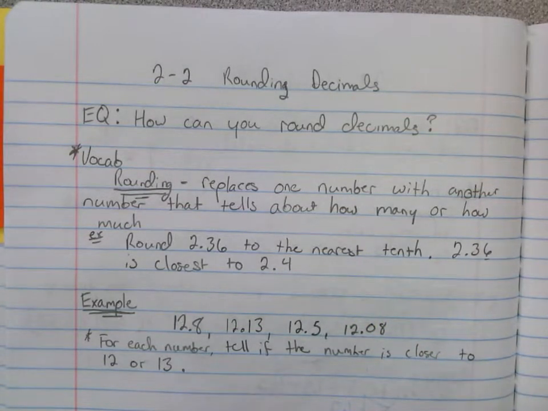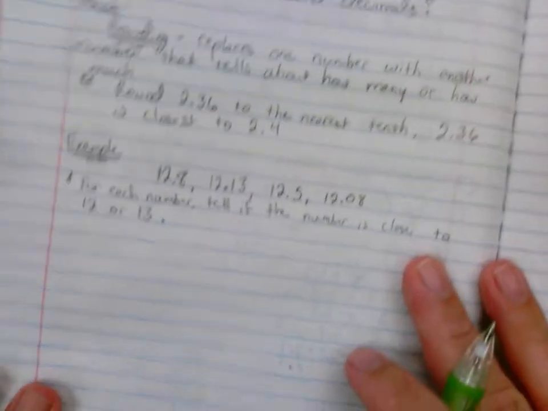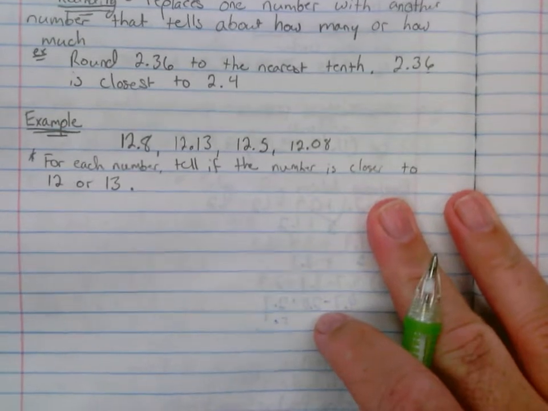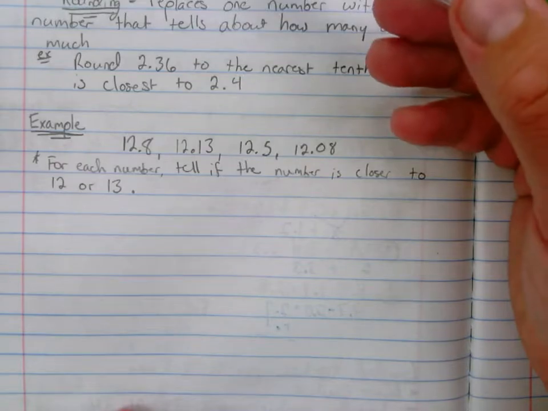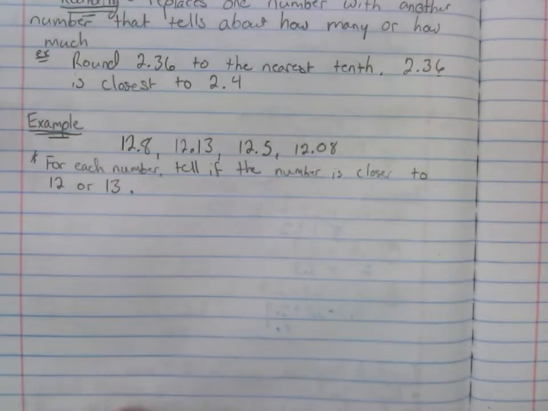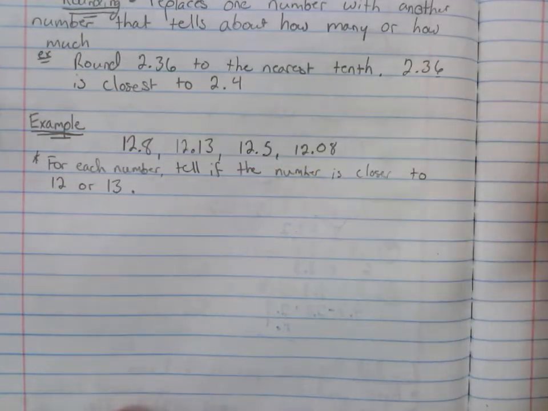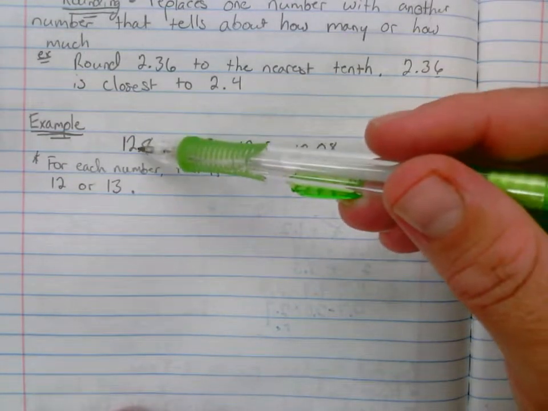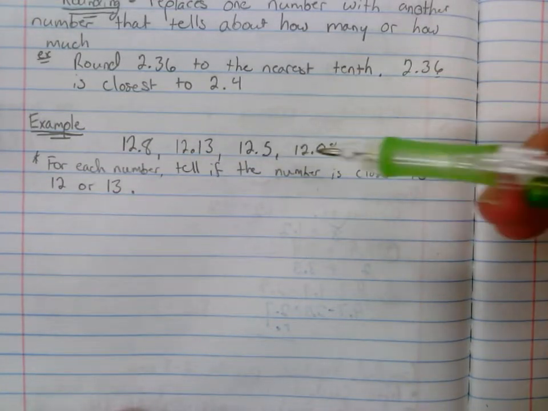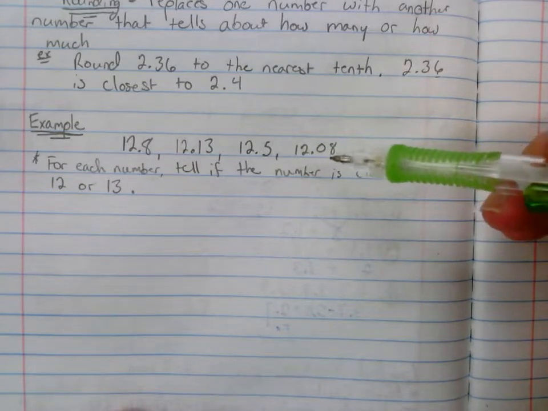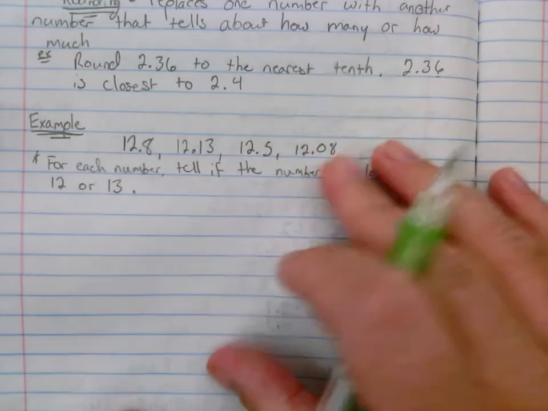Another way we can round decimals or round any number is using a number line. So an example below is what I would like you guys to do. If you need to pause at any time and copy everything down, then you need to go ahead and do that before you move on. But for the example below, I have 12 and 8 tenths, 12 and 13 hundredths, 12 and 5 tenths, and 12 and 8 hundredths. For each number, I want to tell if it is closer to 12 or 13.